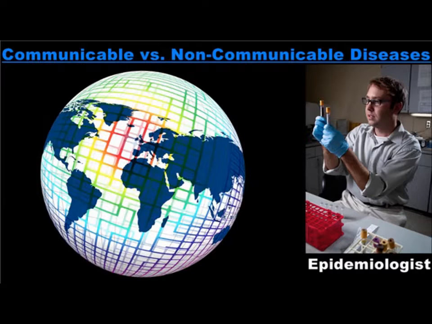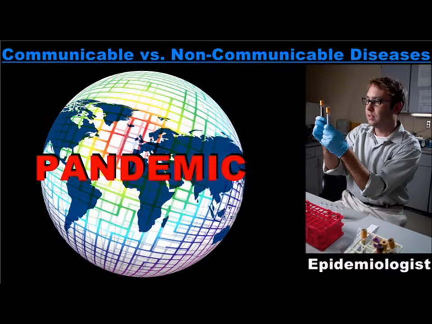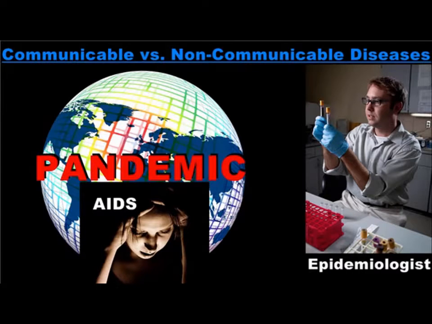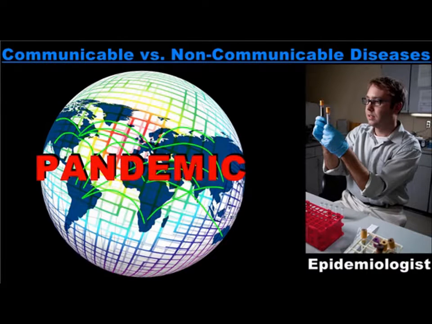If an epidemic spreads over a wide geographic range, it is called a pandemic. AIDS is an example of a pandemic because it affects people all over the world. During a pandemic, epidemiologists from around the globe work together to stop the disease.